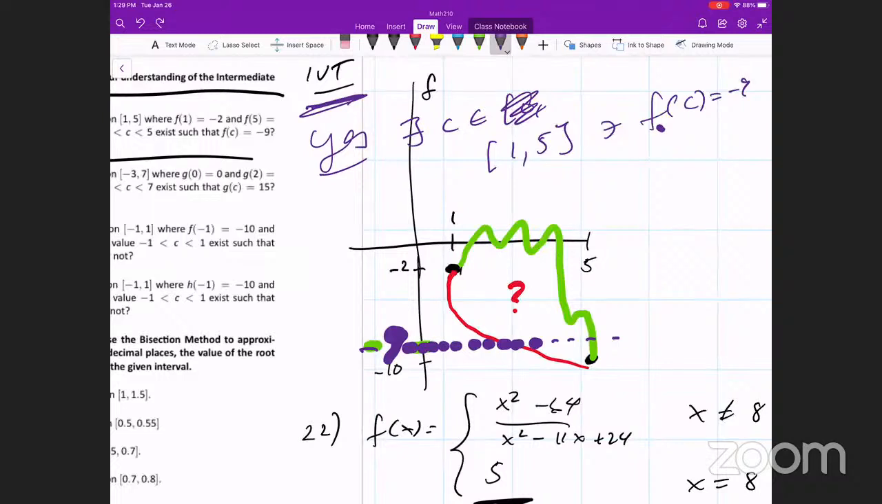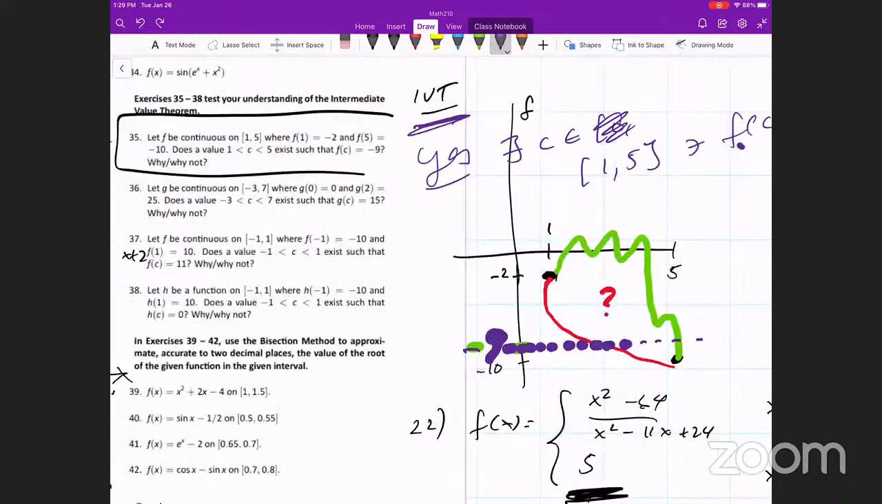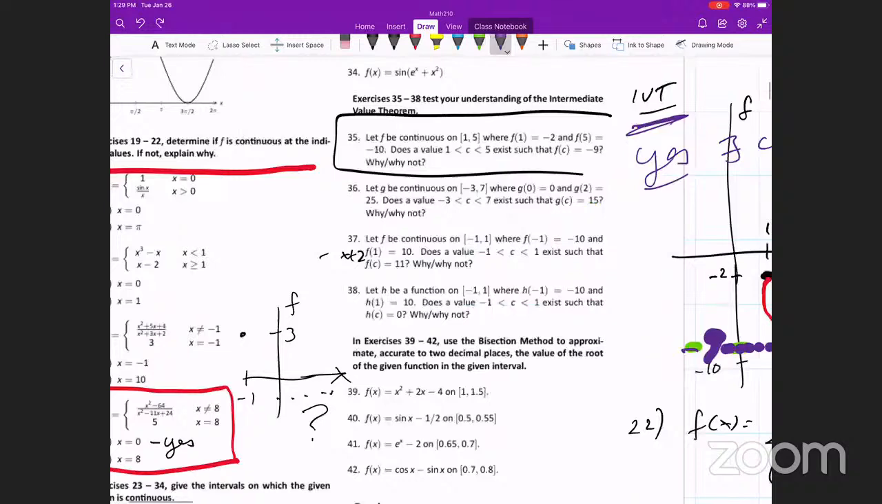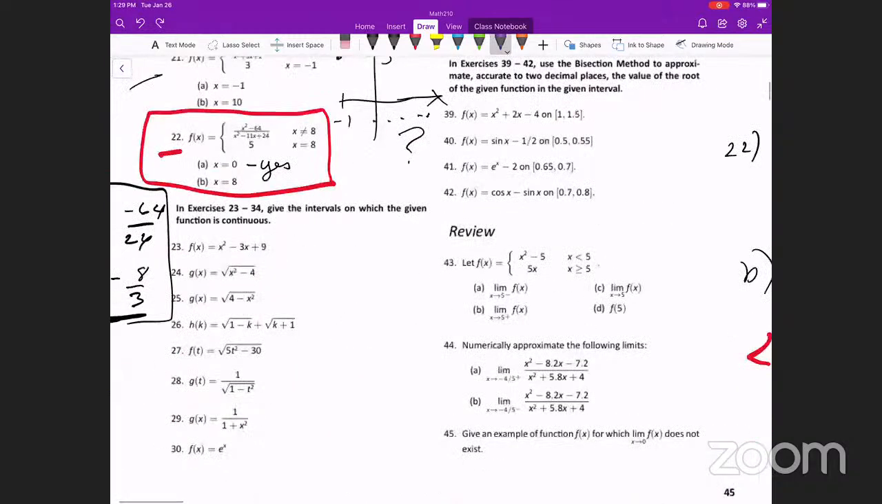Okay, any other questions or comments about anything before we do our quiz? Page 44, number 26.